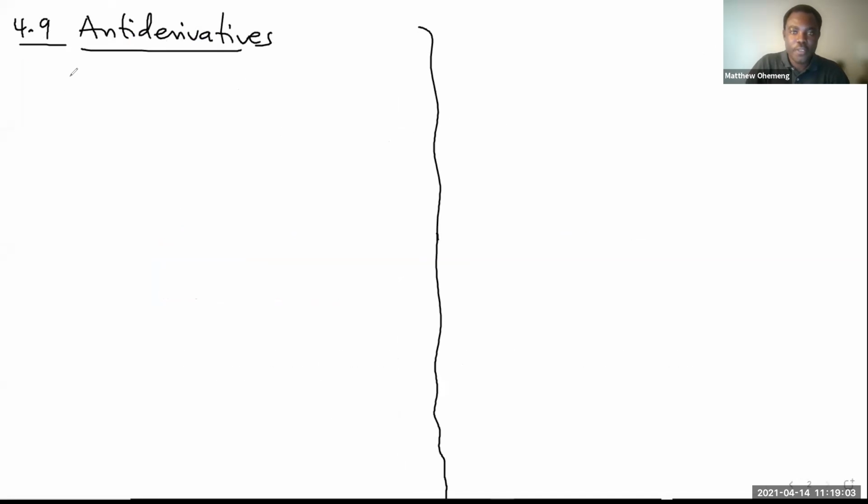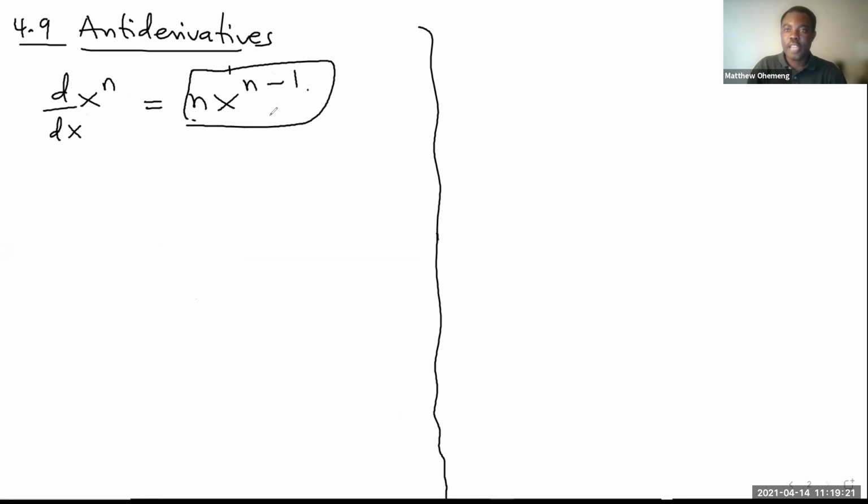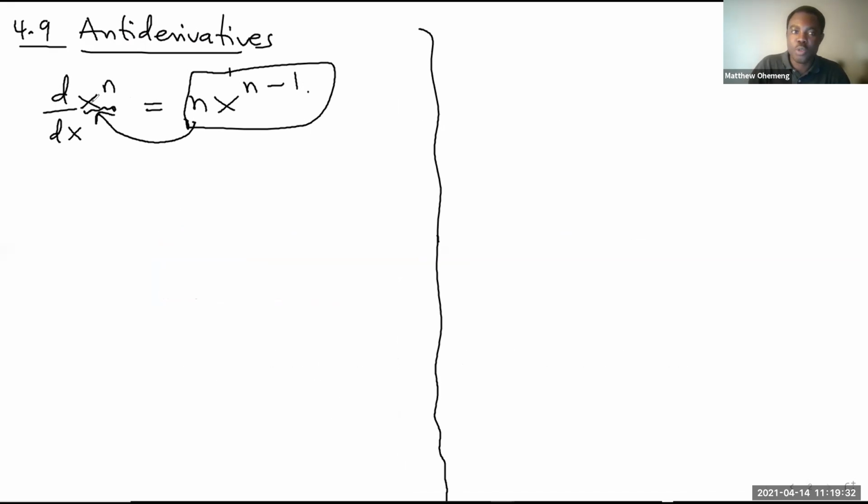So you remember that for power functions, recall that when we have d/dx of x to the power n, how did we get the derivative? It was just bring the power down, and then subtract 1 from the power. So this is a derivative, you see. Now, for antiderivative, we are reversing this process. So the question is, how do we get from here back to x to the power n, which was the original expression that we took the derivative of to get this? In other words, how do we get an antiderivative involving a power function?